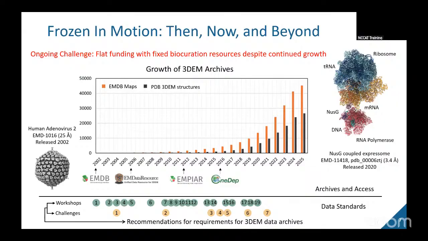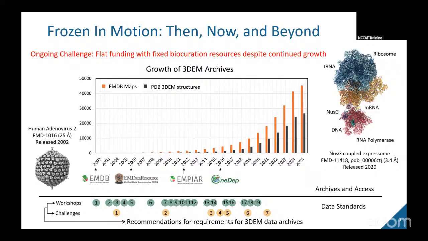And then the last thing I'll point out is since 2016, all EM maps and models that are deposited pass through OneDep, so they go through this unified deposition pipeline that's in place for X-ray and NMR, but they use the requirements that were set in place by the EM Data Resource Project. And so this has been a massive undertaking. We've had to organize many workshops and challenges to collect expert feedback, but the payoff has been incredible.